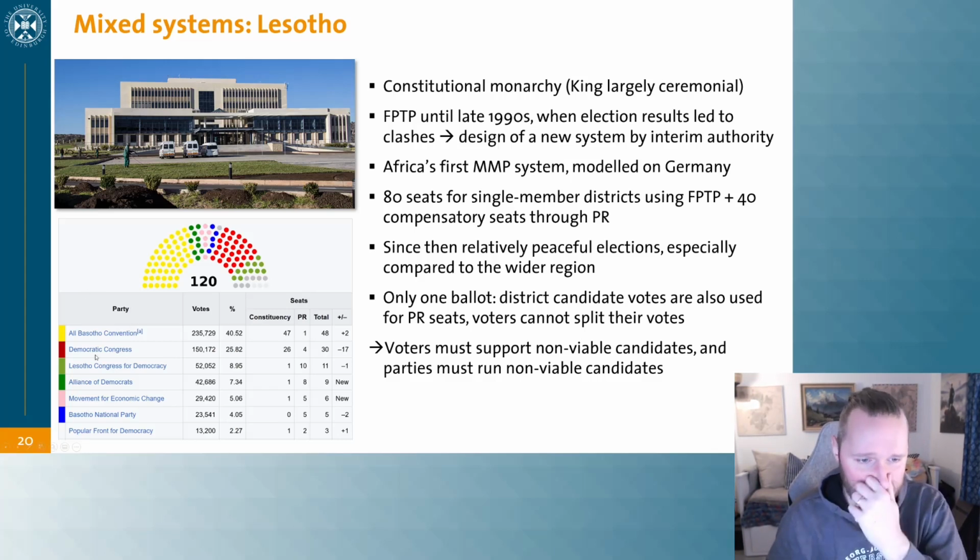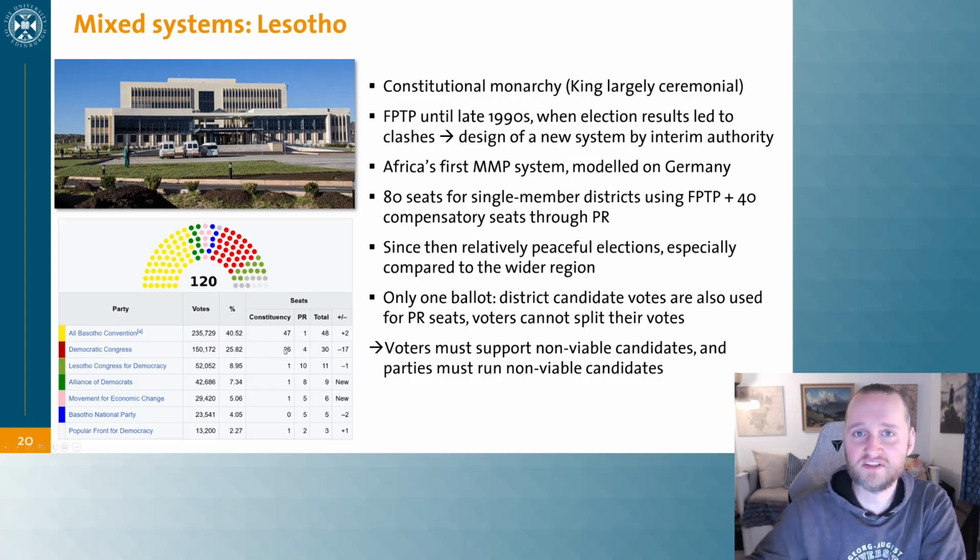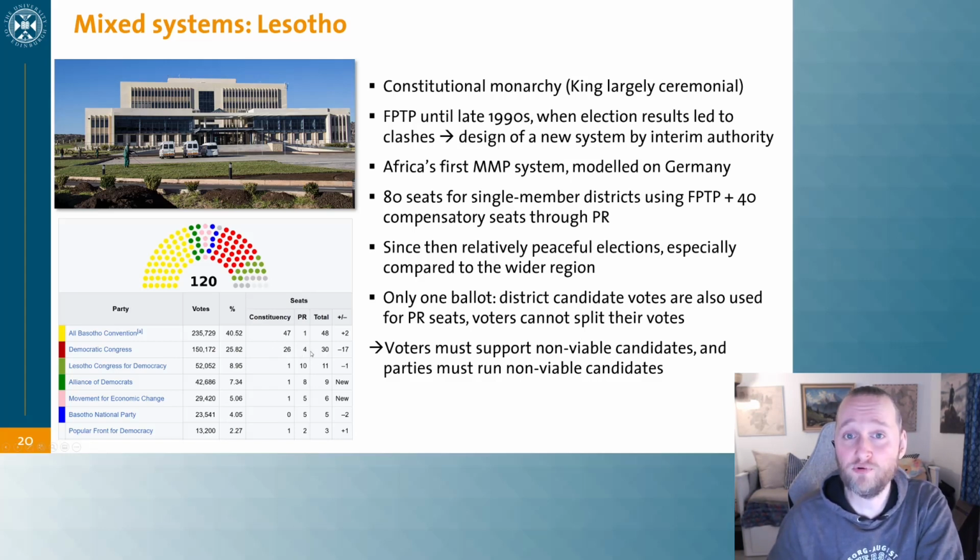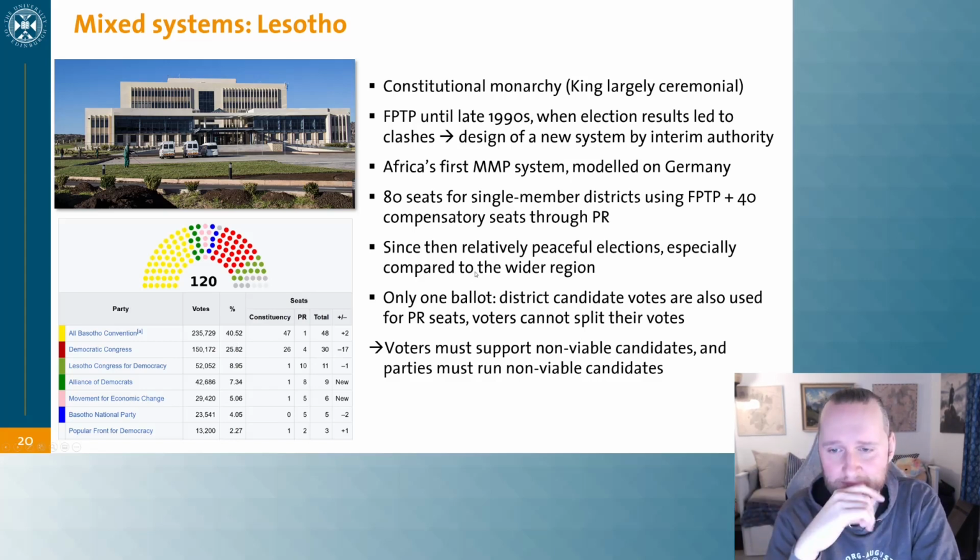So this is easily illustrated. If you look on the left-hand side here, the Democratic Congress Party got 25% of the overall vote, a quarter of 120 seats. So in a perfect PR system, they should have gotten 30 seats, right? Because 25% of 120 is 30. They only won 26 constituencies, 26 district seats. So under this mixed system, they get an additional bonus 4 seats in parliament to bring them up to the share that corresponds to their vote share.